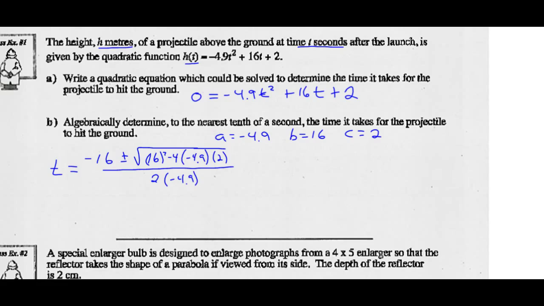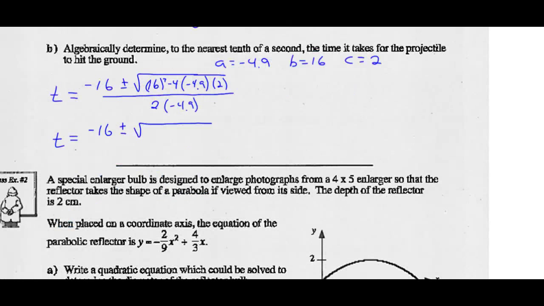All right. It wants this to the nearest tenth of a second. So let's figure these out. Negative 16 plus or minus the square root of 16 squared. So 16 squared is 256. Minus 4 times negative 4.9 times 2 is plus 39.2, all over 2 times negative 4.9, which is negative 9.8.